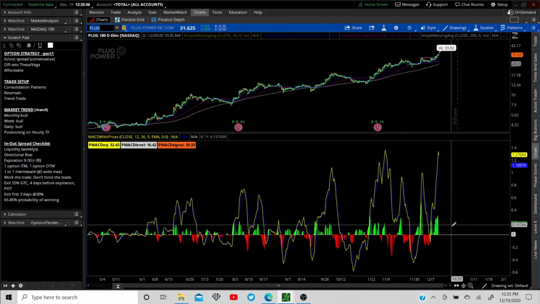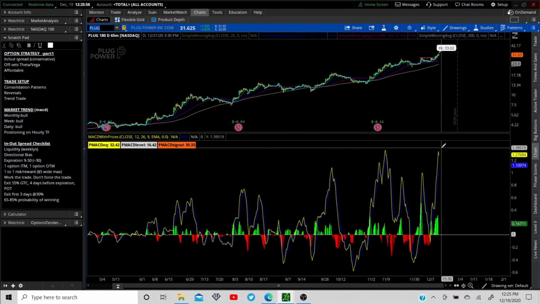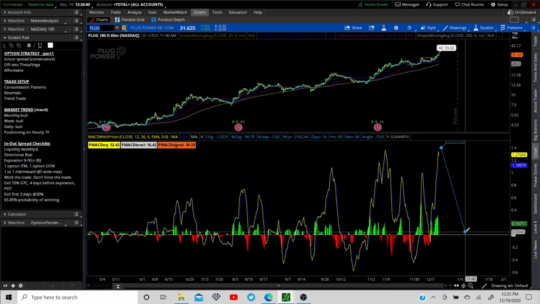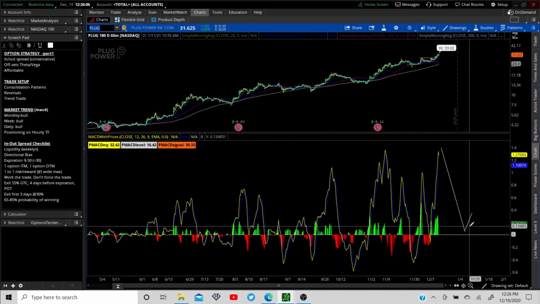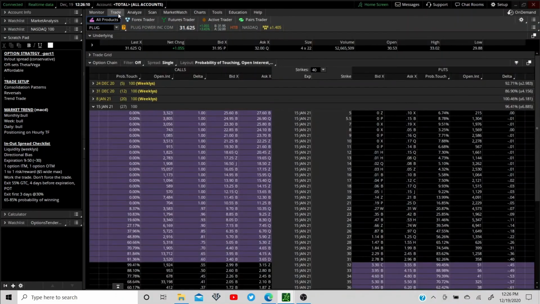But let's say prices come down to this midline and it's starting to come back up. So, wow, perfect entry. What we would do at that point is go back to the trade tab and look for the expiration. The sweet spot, in my opinion, is around 30 days. So I usually look around there. It allows you a little bit of error.